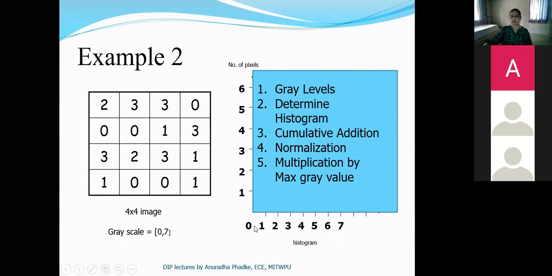So for the histogram, your x-axis will have gray values from 0, 1, 2 up to 7. And image contents are of course different. So please note down this 4 by 4 image and perform all these steps. Apply all these steps and write your answers step by step in the chat box.